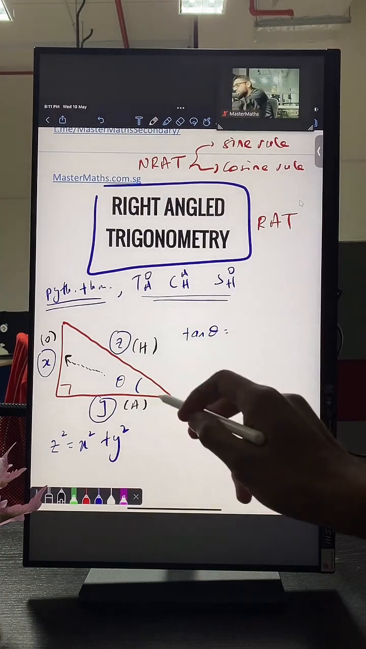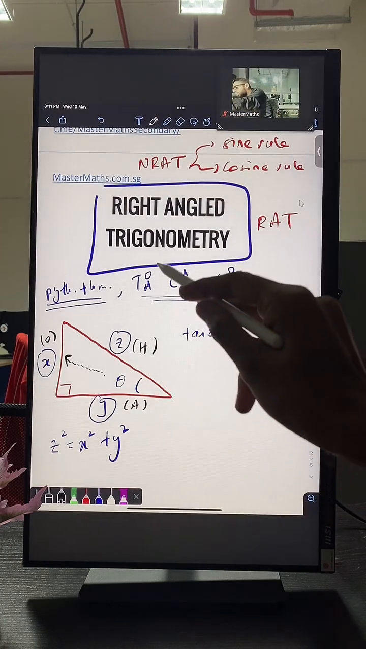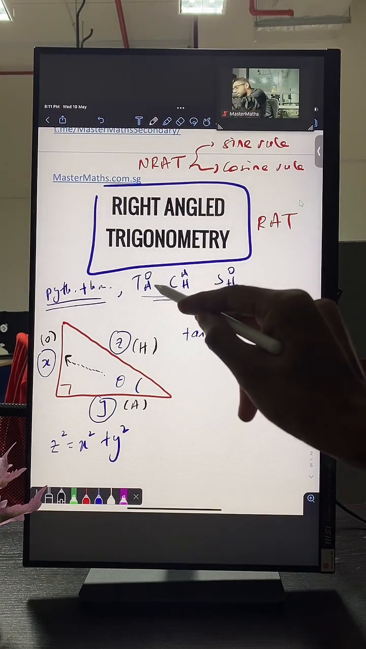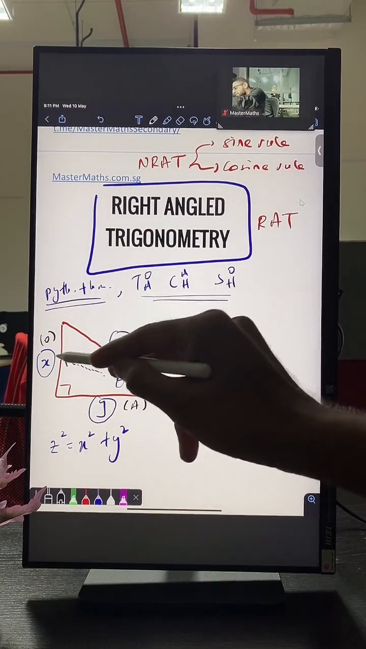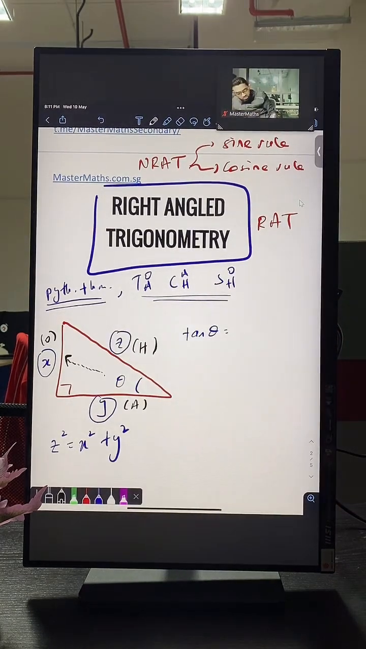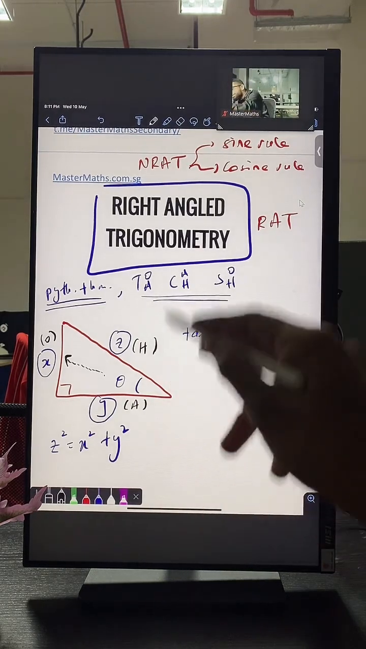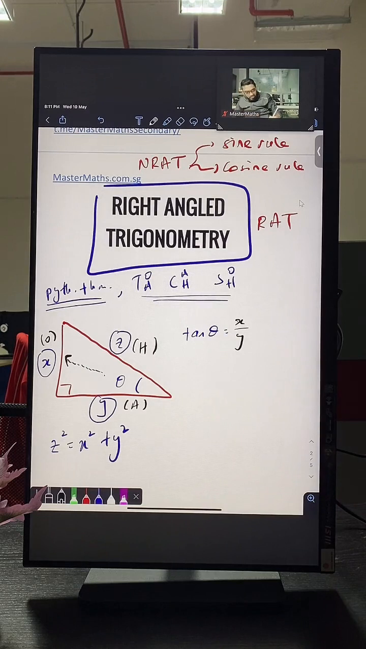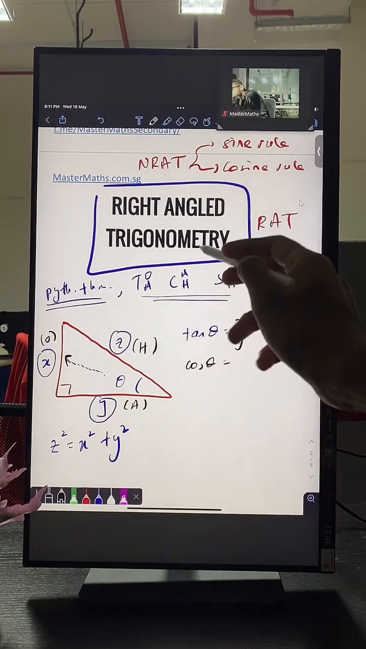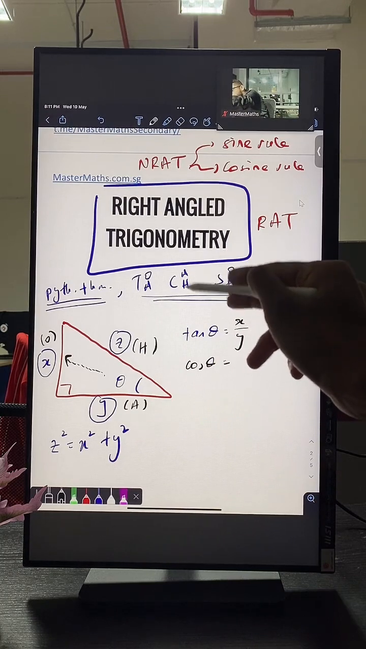So if I want to find the tangent of theta, I will take opposite length over adjacent length. Again, opposite length is X, adjacent length is Y. So this is just going to be X over Y. Very nice. Now, if you want to find cosine theta, alright guys, if you are interested to find the cosine of the angle, what you do is you take adjacent over hypotenuse.